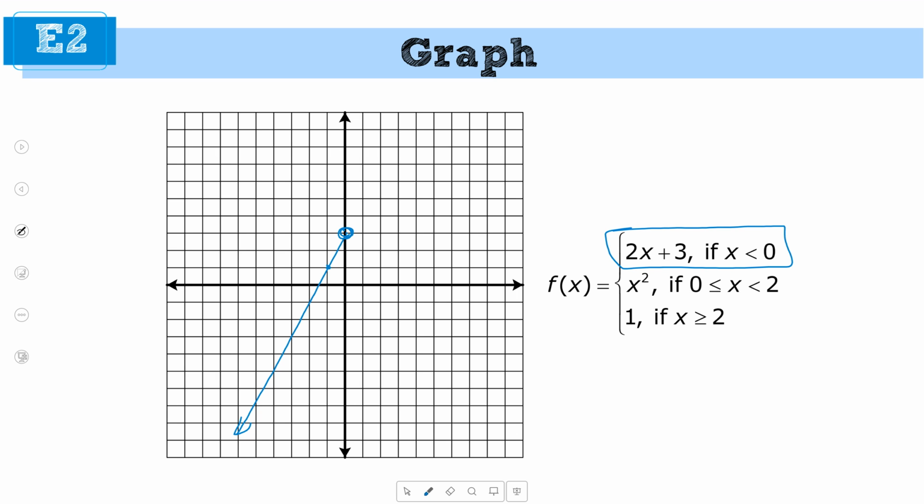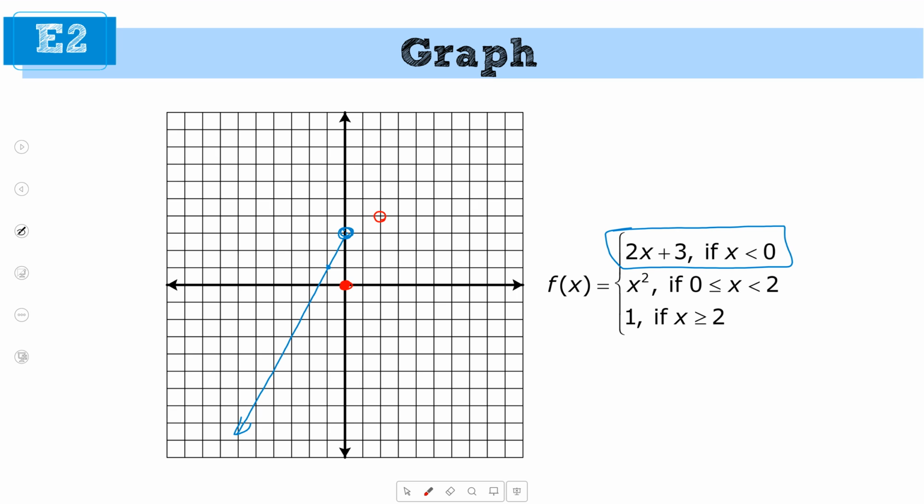Second part. 2 endpoints, one at 0. Well, at 0, it's 0, because 0 squared is 0. And at 2, I'm up at 4. 1, 2, 3, 4. Open circle there because it's a less than. That's a little ugly there. Let me fix that.